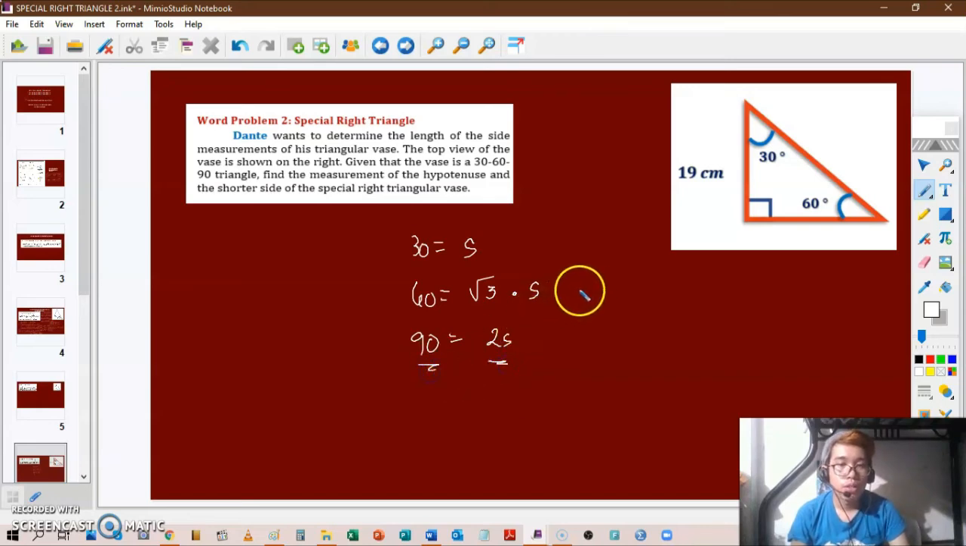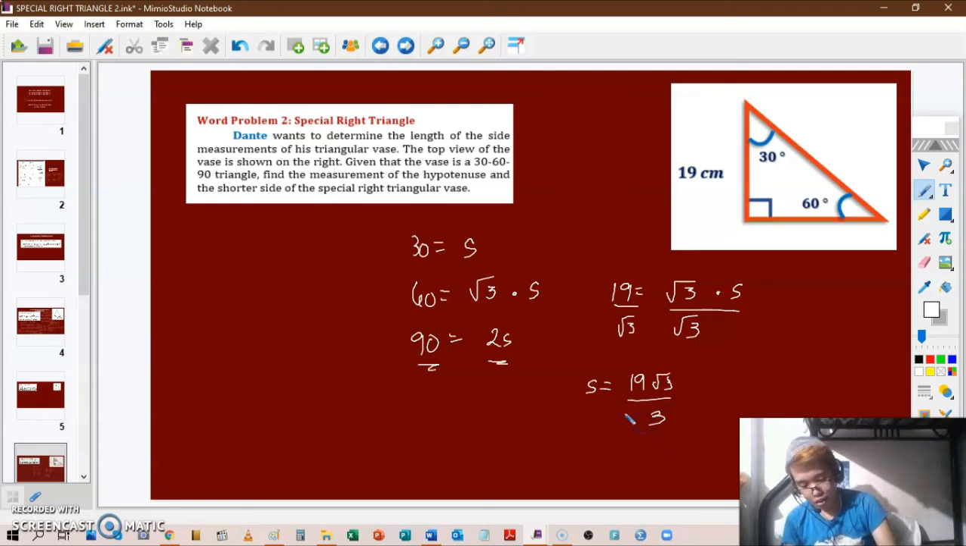So we have here 60, so the opposite of it is 19. Okay, so that's 19 centimeters. So therefore, we want to know the value of s. So that's going to be 19 is equal to square root of 3 times s. And if we divide both sides by square root of 3, therefore s is equal to 19 square root of 3 all over 3, or that's simply equal to 10.97. Okay, s is equal to 10.97 centimeters.